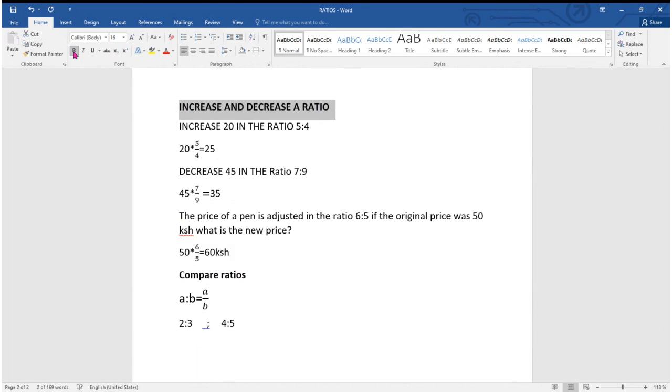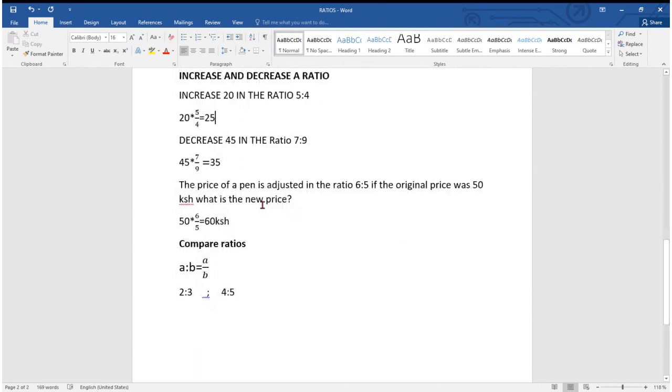To increase or to decrease a ratio, you have to write a ratio as a quotient. So if you're increasing 20 in the ratio 5 is to 4, you multiply 20 times 5 over 4, and the answer is 25. Decreasing 45 in the ratio 7 is to 9, you multiply 45 by 7 over 9. So A is to B is the same as A over B.